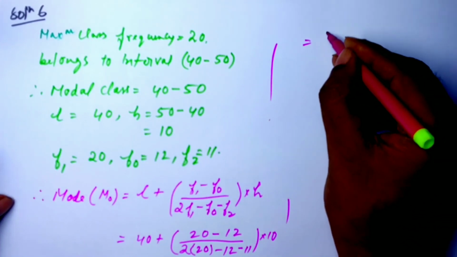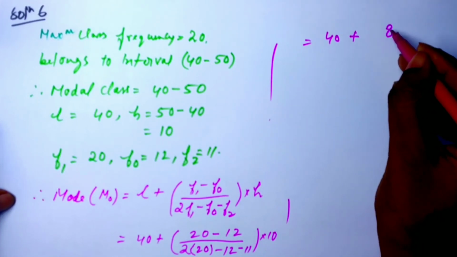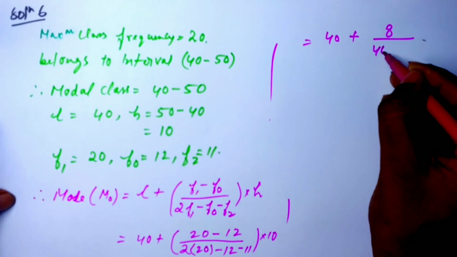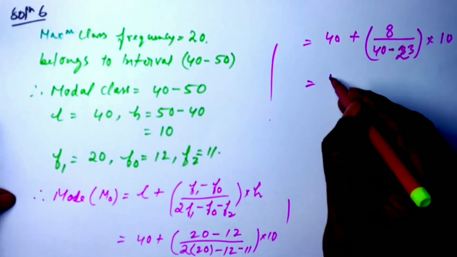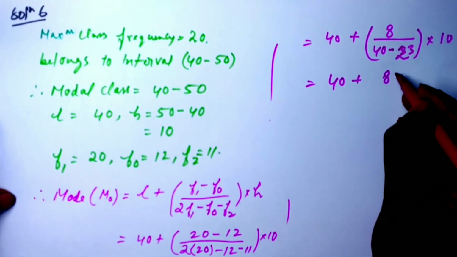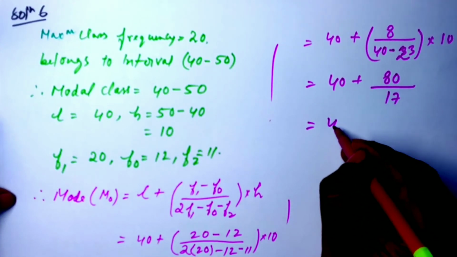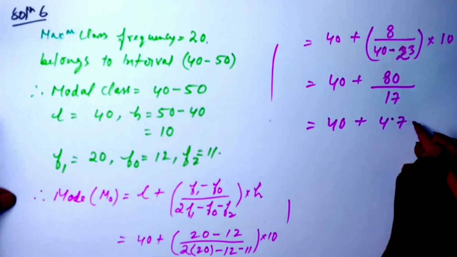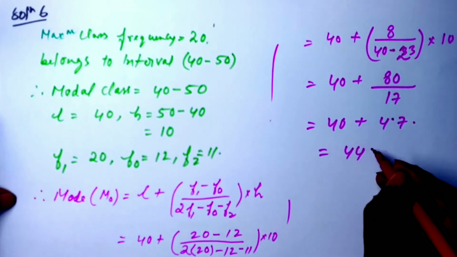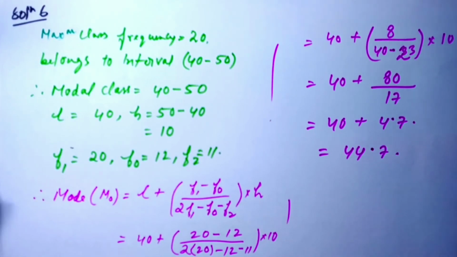We get 40 plus 20 minus 12 is 8, divided by 40 minus 23, into 10. So this is 40 plus 8 10s are 80, divided by 17. After calculation, dividing it, we get 4.7. So it is equal to 44.7. Therefore the mode of this data is 44.7 cars.